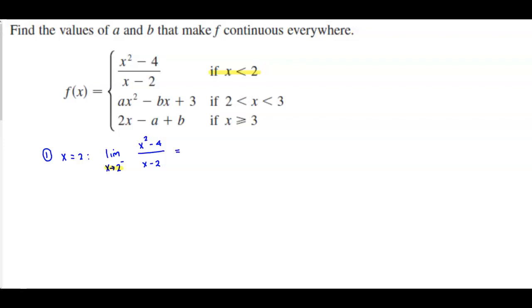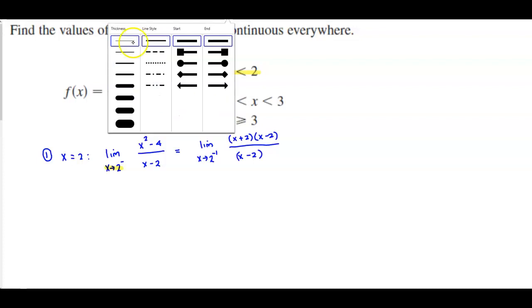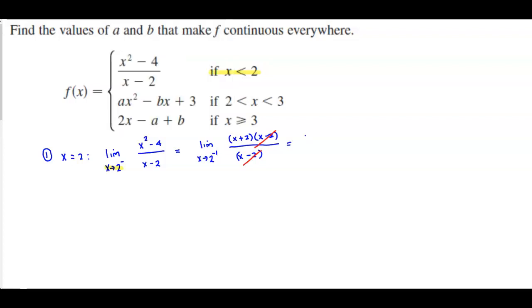Okay, so now we can go a little further here by simplifying. The limit as x approaches 2 from the left, we can factor this, the difference of squares, (x plus 2)(x minus 2) over (x minus 2). And we can simplify that to get the limit as x approaches 2 from the left of x plus 2. So now when we apply the limit as x approaches 2, we get 2 plus 2, which is equal to 4.